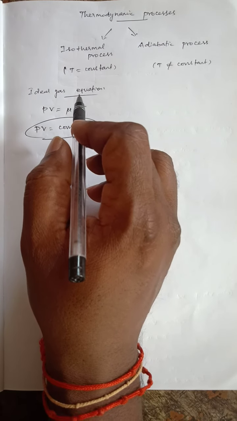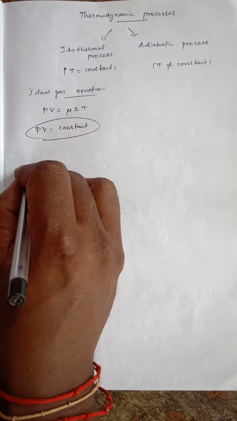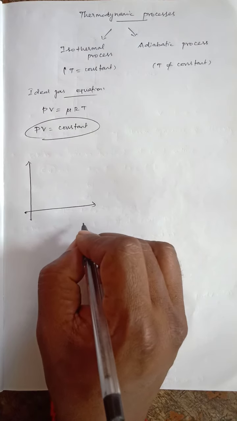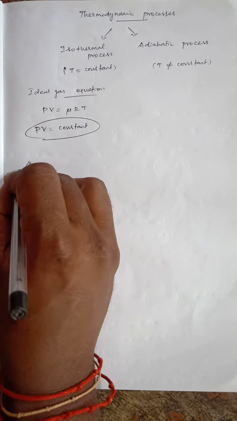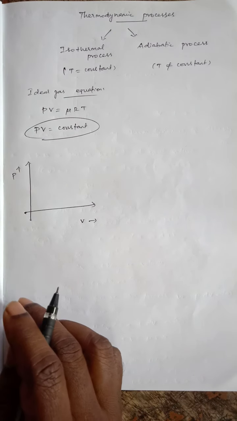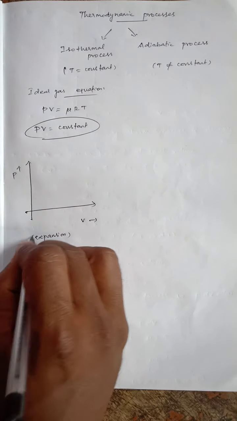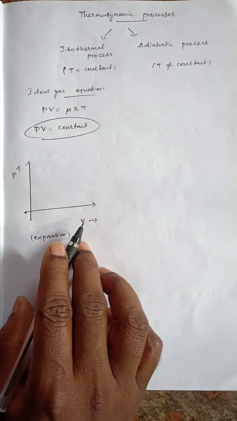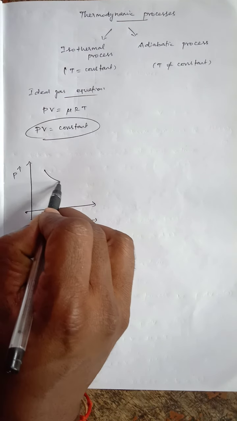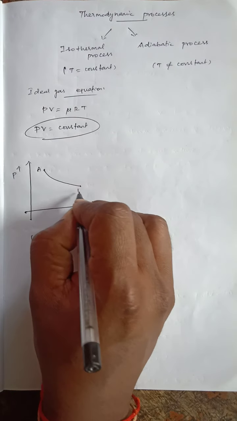For example, we will draw the graph like this to understand easily. Volume is taken on the x-axis and pressure on the y-axis, which is called the PV diagram. We already saw this. In the case of expansion, the volume increases and the pressure decreases. So we get a curve like this. Put a point here, point B.